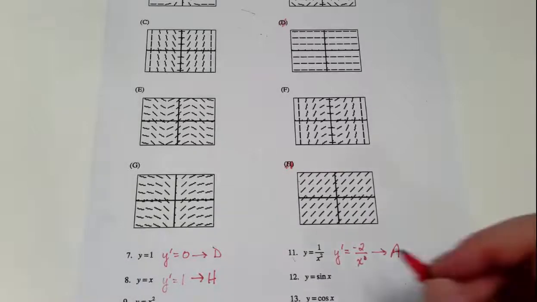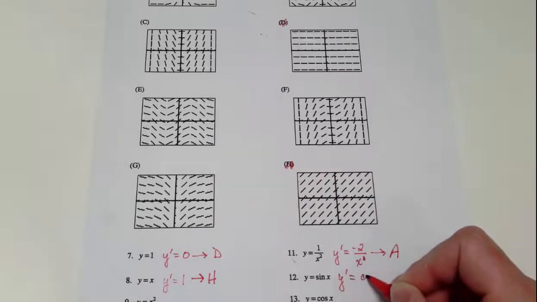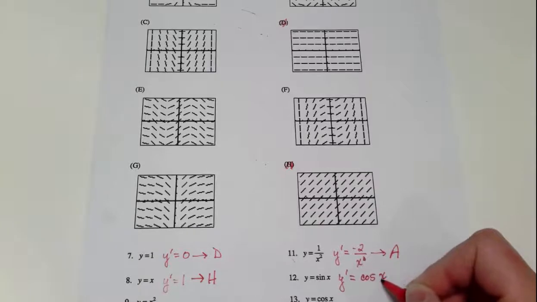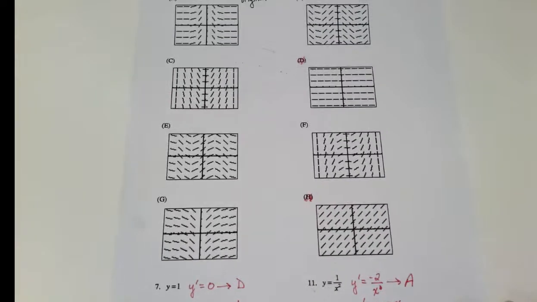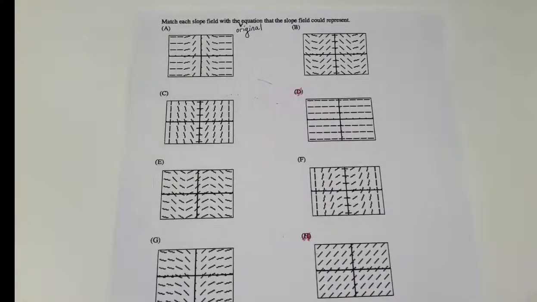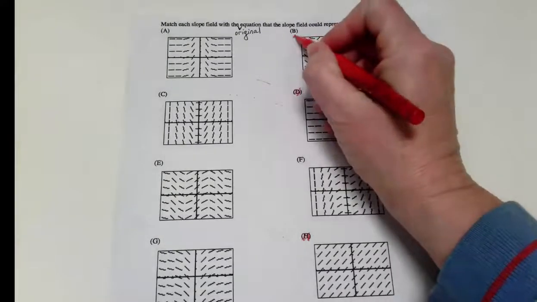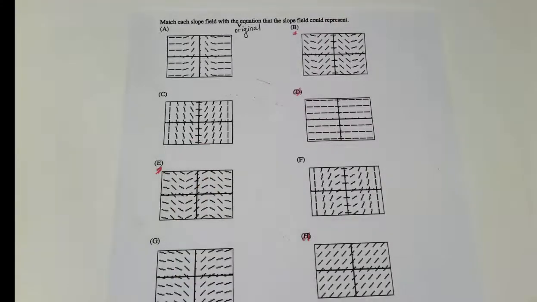Number 12, nice trig function. Derivative of sine, of course, is cosine. If you take a look at our graph options, sine and cosine curves, of course, are pretty easy to identify. And just looking at what we have here, it looks like we might have a couple options, either here in B or here in E. So it's probably going to come down to those two. We just need to figure out which one.